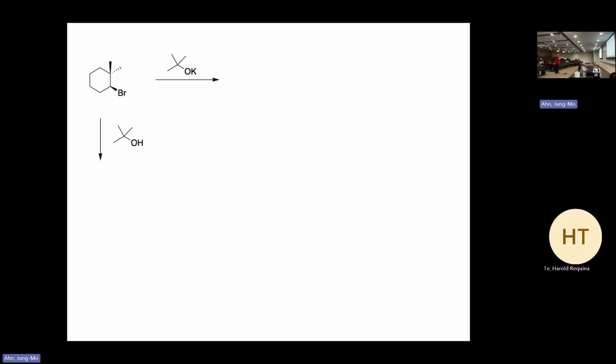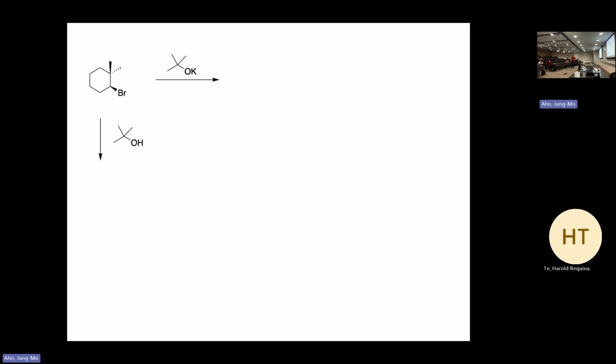Let's say this molecule is there. We can think about what would happen if we used that reagent or this reagent. And they almost look the same, right? Except this is OK, this is OH. What is the OK thing? That reagent is OK, that's a good reagent.